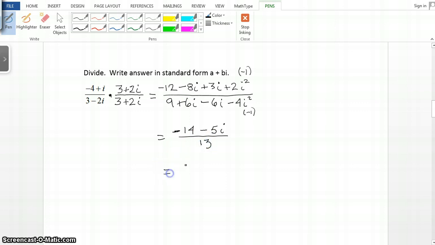But you got to make sure you split the real part away from the imaginary part, so that it'll be in standard form. So you want to divide each part in the numerator by 13. So negative 14 over 13 minus 5 over 13i. This is the answer, and it's in standard form.